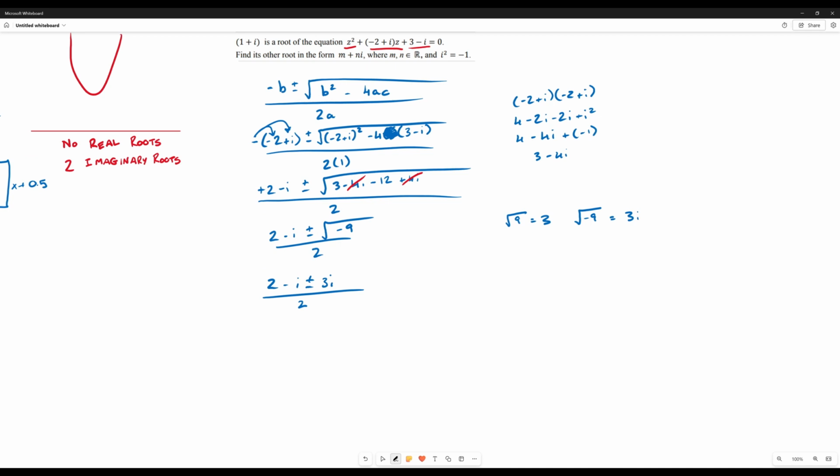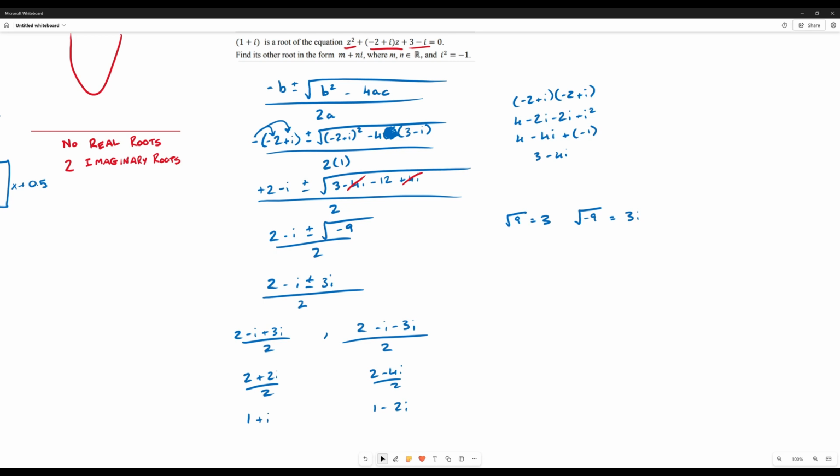Now you notice that if you have the plus version over here, you have the minus version over here. Just doing a comma to highlight the difference between the two, that's all. One with a plus, one with a minus. Here it would be 2 plus 2i over 2. Here it would be 2 minus 4i over 2. Divide everything by 2, you get 1 plus i, and then here 1 minus 2i.